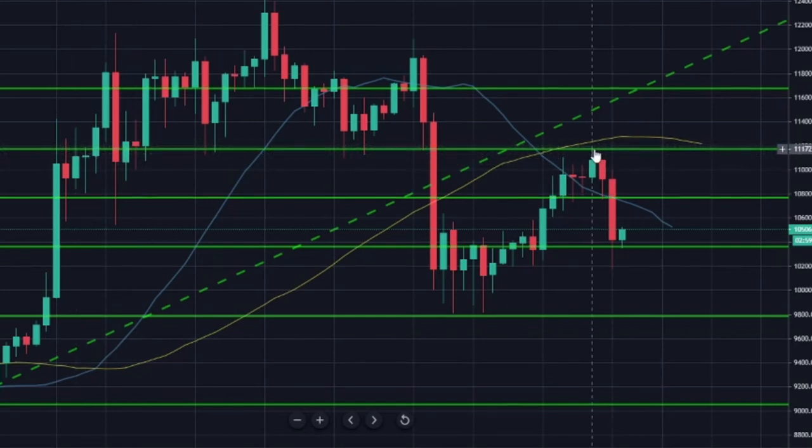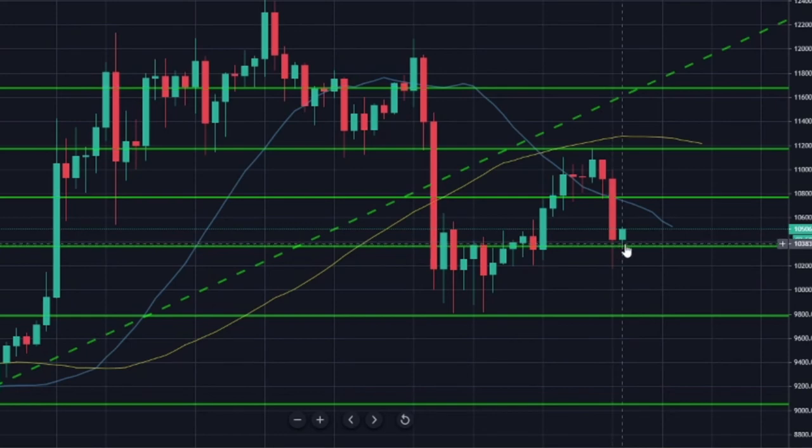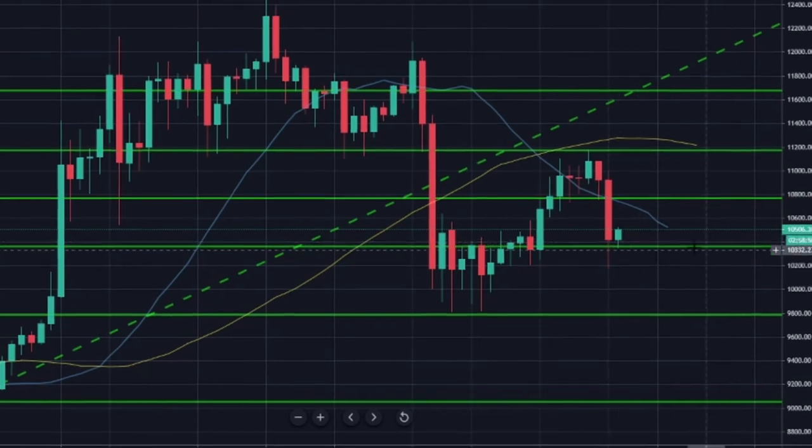Now, since we're here again at this level, it is now serving as a resistance, which is why we got rejected here, and it took us right back down to this level of 61.8%. So currently we're at the 61.8%, and as you can see here, the price has been holding here and bouncing back up. Price is currently at 10,500.